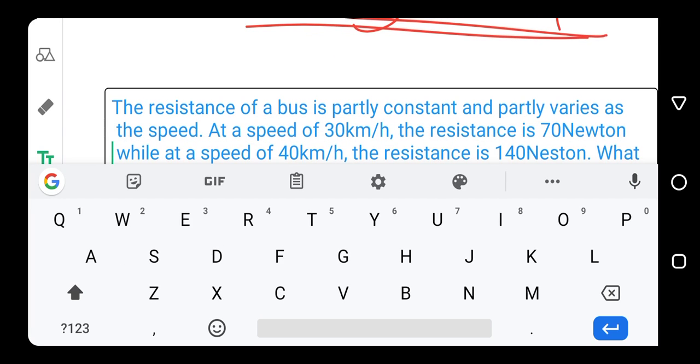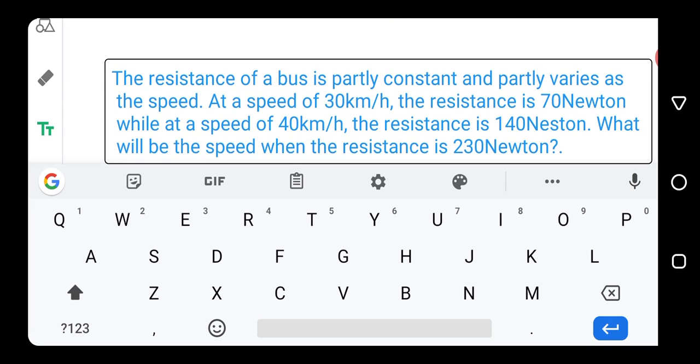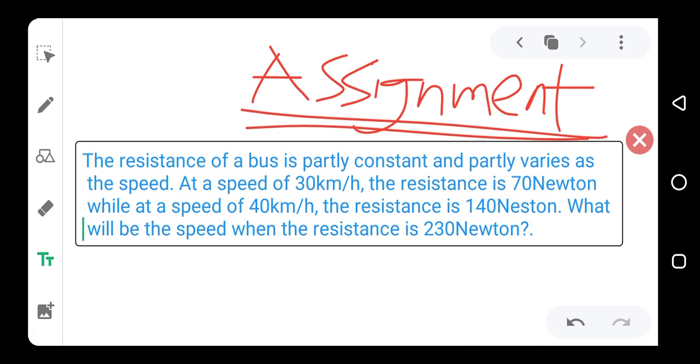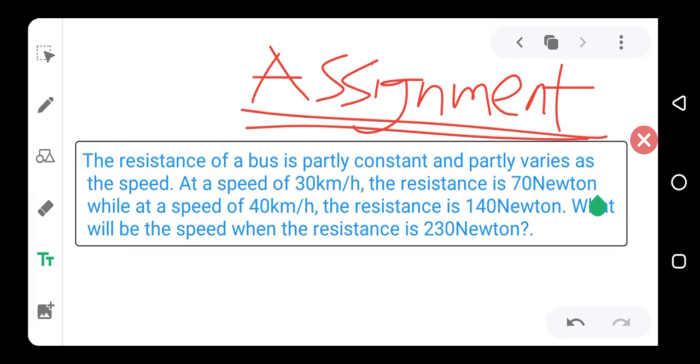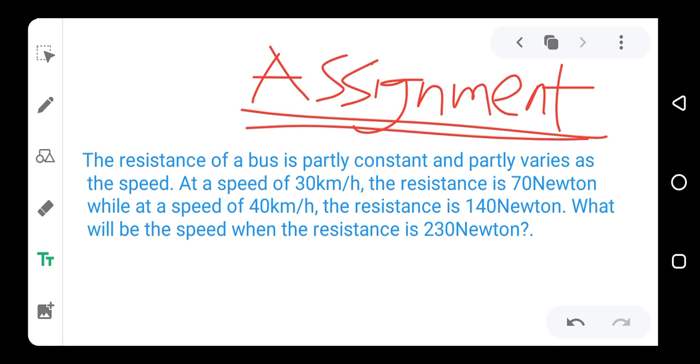So the resistance of a bus is partly constant and partly varies as the speed. At a speed of 30 km per hour, the resistance is 70 Newton, while at a speed of 40 km per hour, the resistance is 140 Newton. Then what will be the speed when the resistance is 230 Newton? So you solve this and submit it. Thank you.